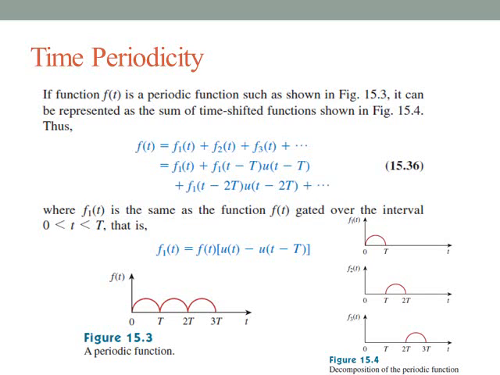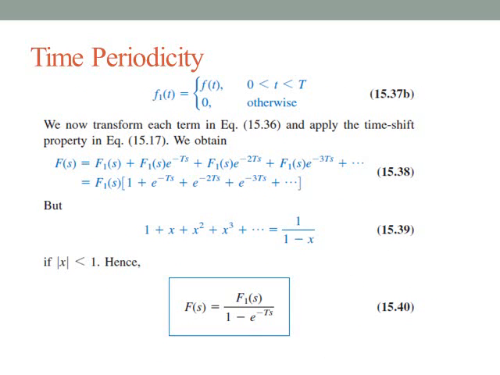So to find out the Laplace transform of any periodic signal, all we need to find is only the Laplace transform of its one period, and that will be called f1 of s, and we can use equation 15.40 to find out overall Laplace transform of that periodic signal, which would be equal to f1 of s divided by 1 minus e raised to power minus capital Ts. This capital T is basically the period of that particular function in time domain.